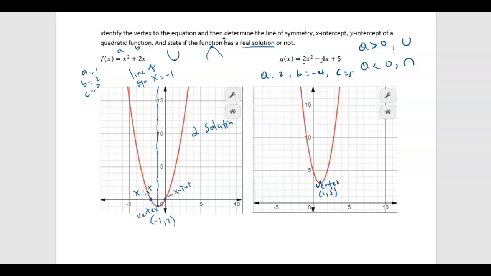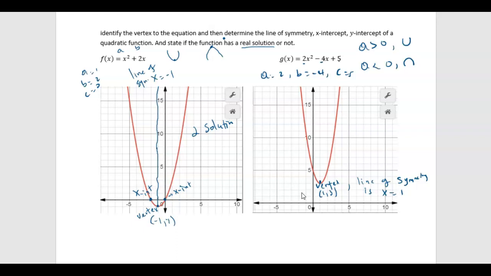Now, remember, I said once you got your vertex, the x value of the vertex is 1, and the y value of the vertex is 3. The x value of the vertex is your axis of symmetry or line of symmetry. So we can say for this one, the line of symmetry is x equal 1, which is the x value of the vertex.